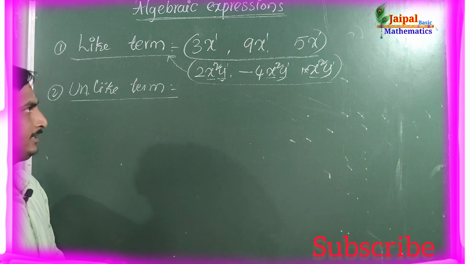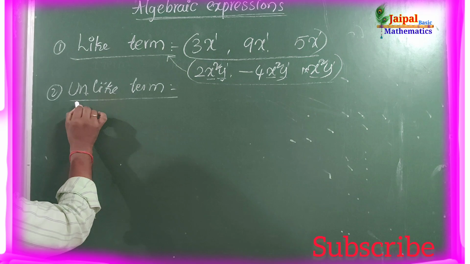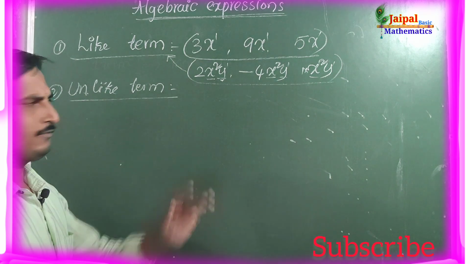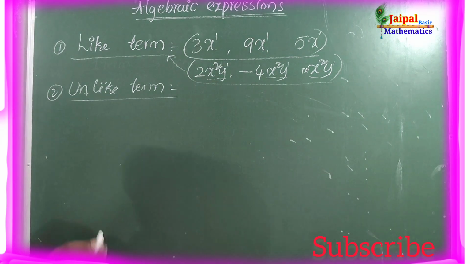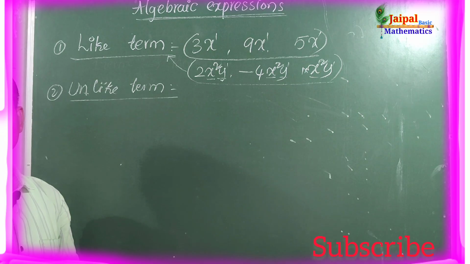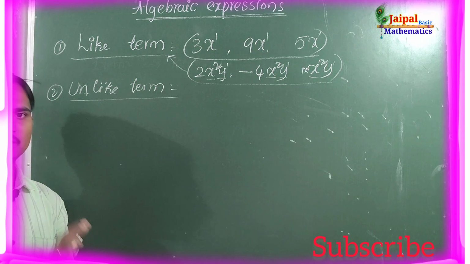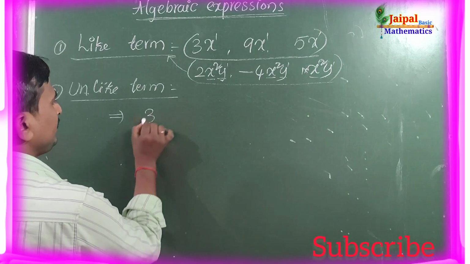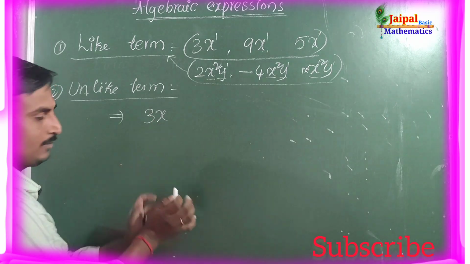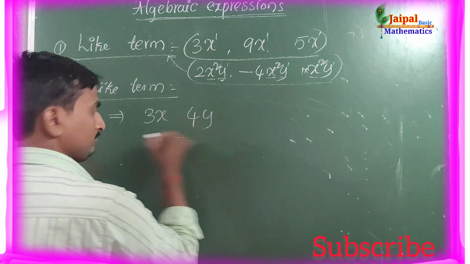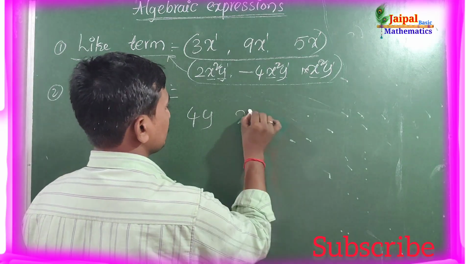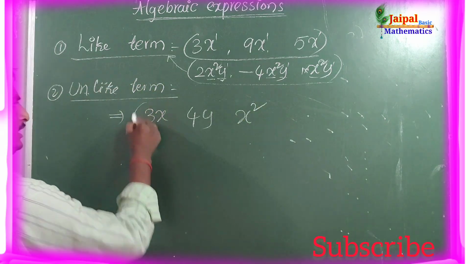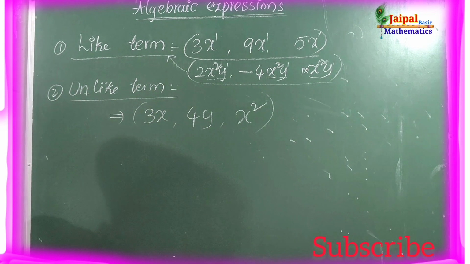Okay? Understand, I think. So let's go to unlike terms. Unlike terms are the reverse of like terms. A group of terms which do not have the same variables and same power. Let's take an example here. 3x is one term, I am taking 4y and x square. So these three are a group of terms.